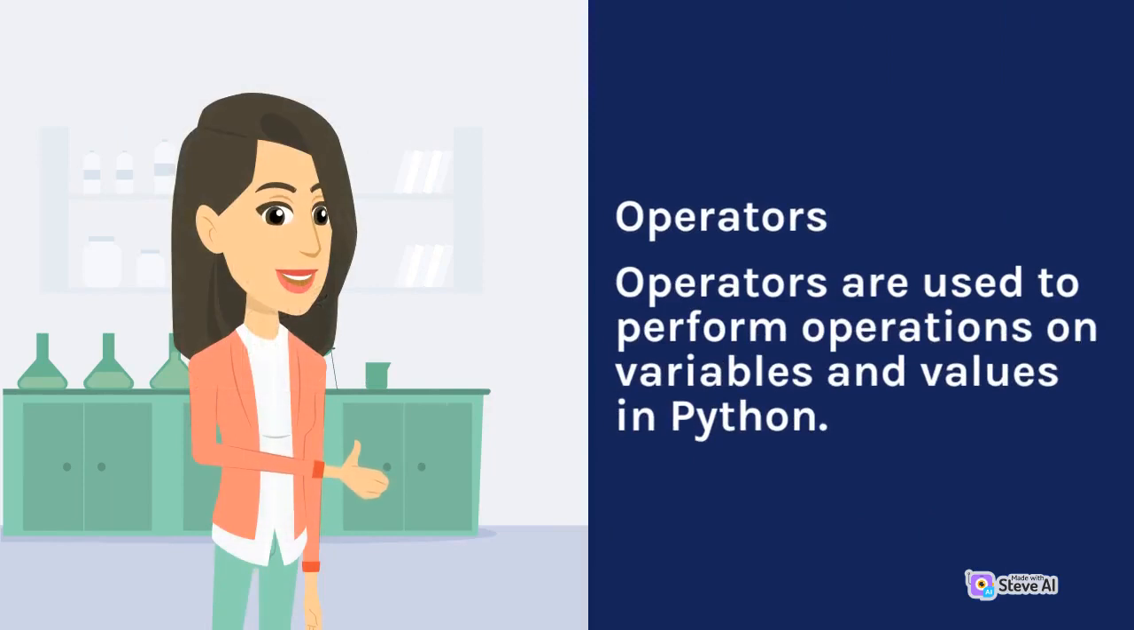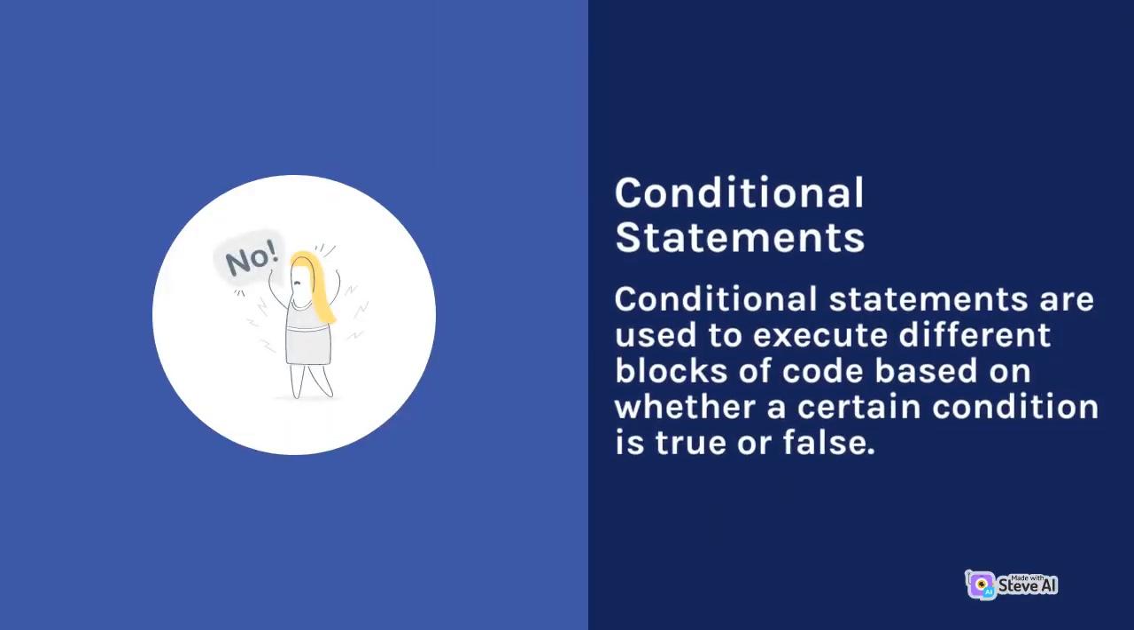Operators. Operators are used to perform operations on variables and values in Python. Conditional statements. Conditional statements are used to execute different blocks of code based on whether a certain condition is true or false.